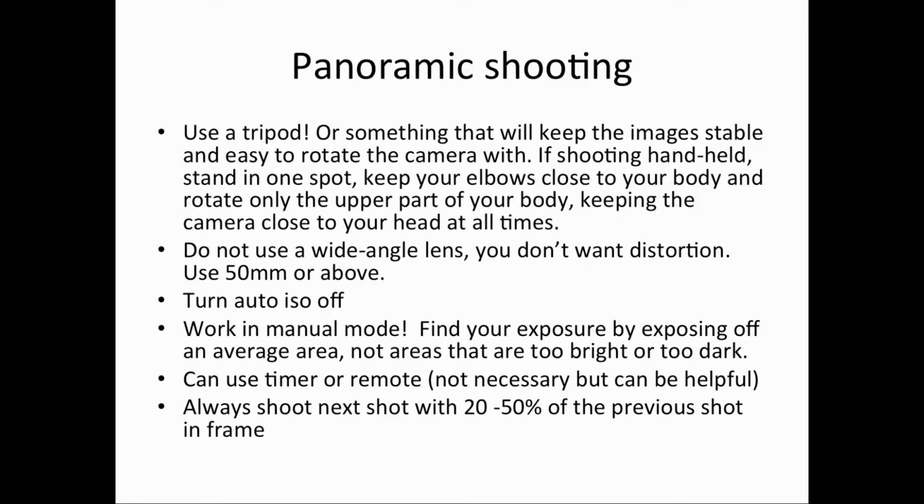Another thing, which you should already have turned off from the beginning of class, is auto ISO. Please make sure this is turned off because you don't want the ISO shifting from image to image. For panoramics, you will be shooting in manual mode. So you can find your exposure in aperture priority or shutter speed priority, and then move your setting to manual mode and put in the correct f-stop and shutter speed.